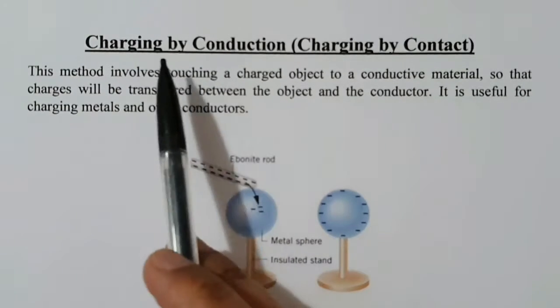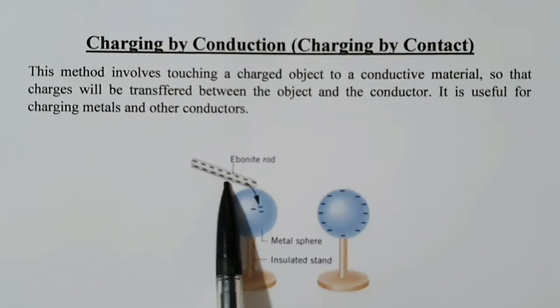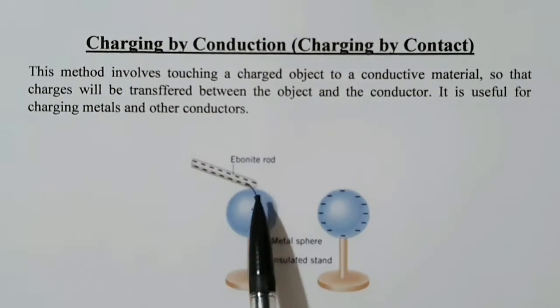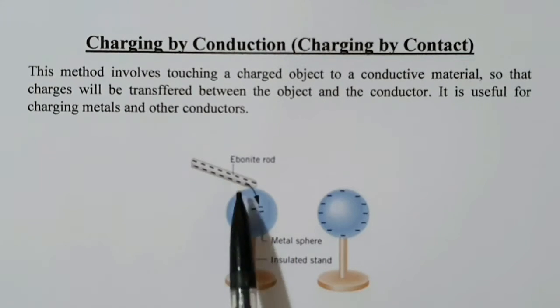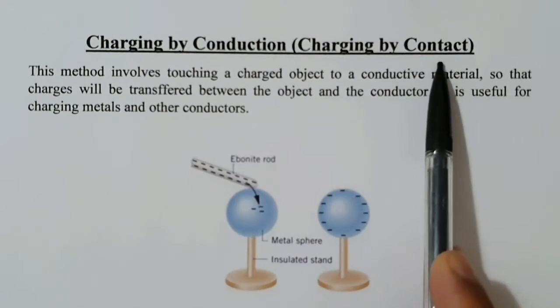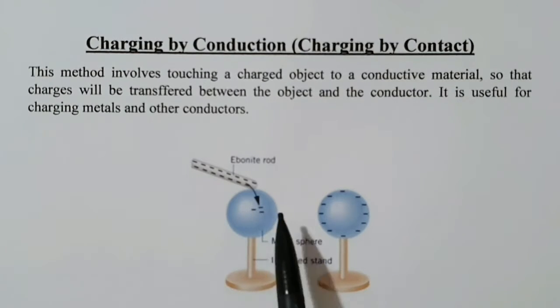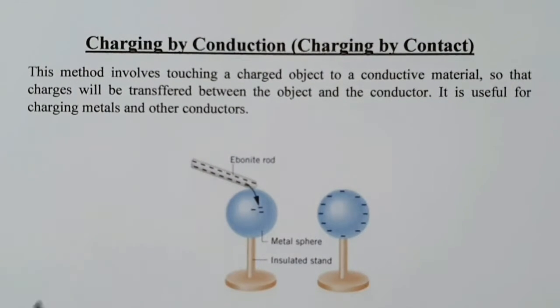The second method is charging by conduction, and this method involves touching a charged object to a conductive material so that some of the charges will be transferred between the object and the conductor. This process is also called charging by contact because it involves contact. And this method is very useful for charging metals and other conductors. Now, let's see how we charge a neutral object using a negatively charged object through the charging by conduction method.